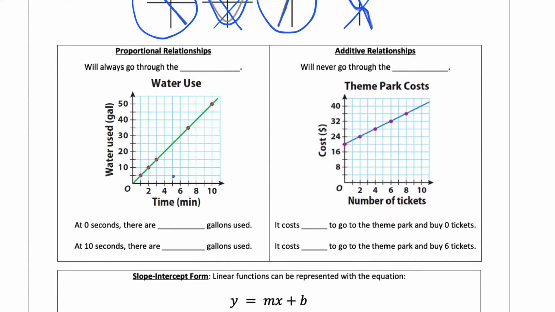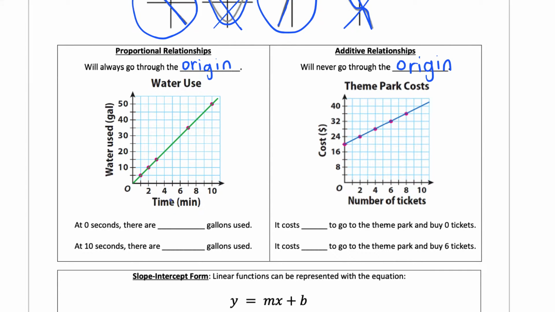Once we have linear functions, there's two types of relationships that they can be. They can either be proportional or additive. So a proportional relationship will always go through the origin, while an additive relationship will never go through the origin. So we've got two different graphs here. On the left side, for our proportional relationship example, it's all about water use.